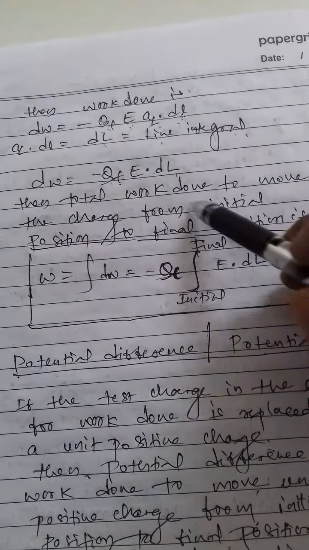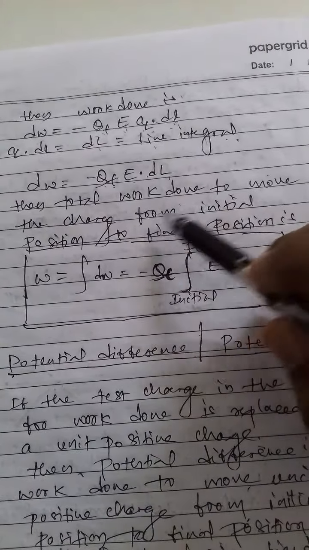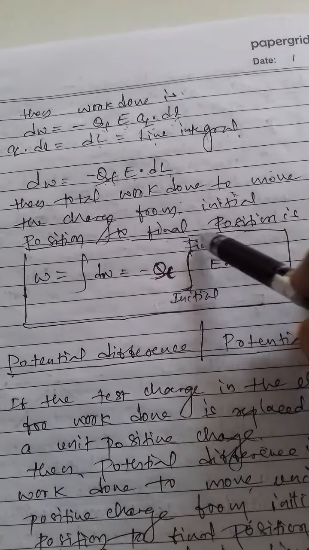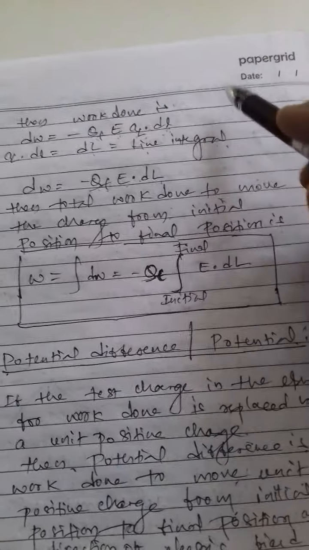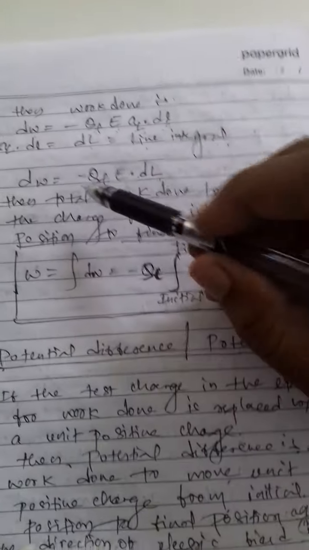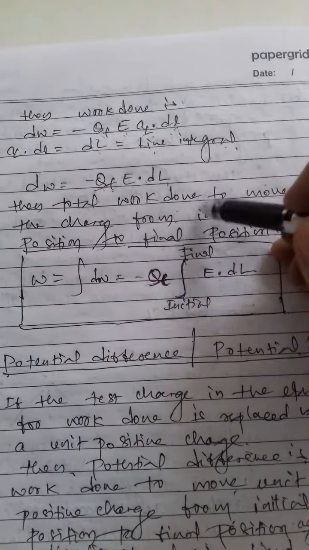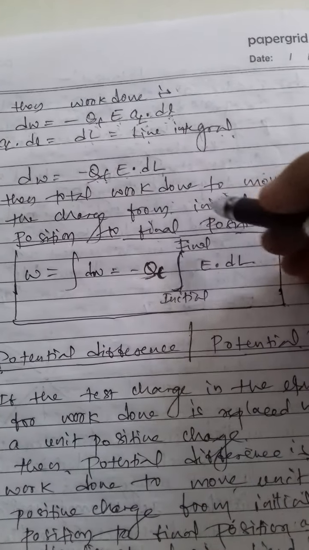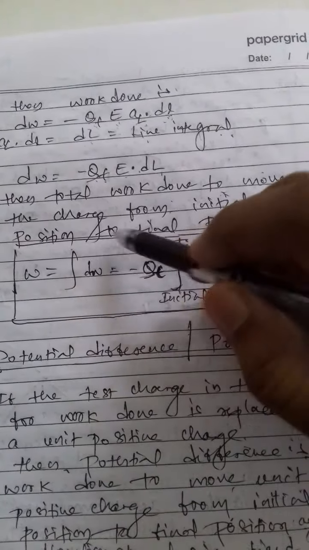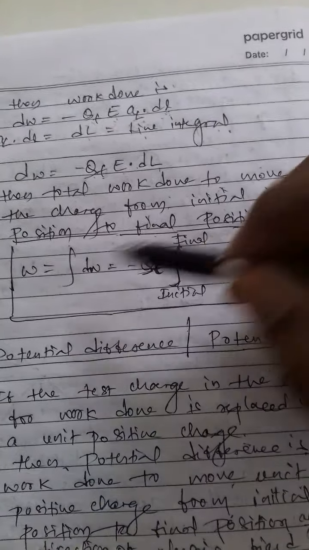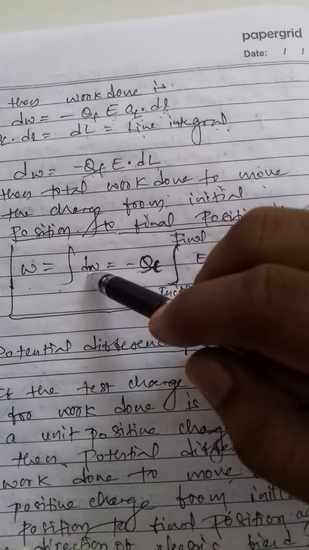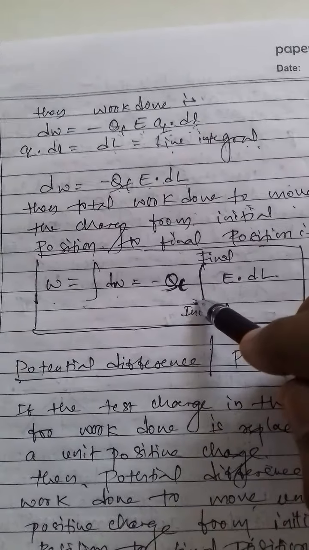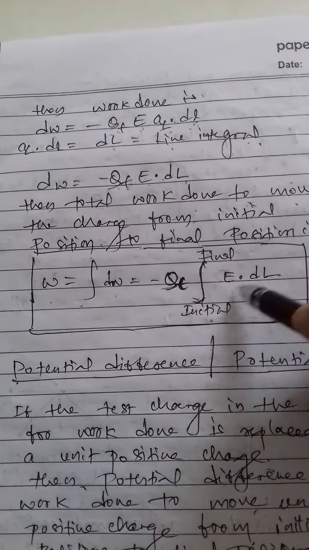Then the total work done to move the charge from initial position to final position is W equal to integral dW, equal to minus Qt integral from initial to final of E dot dl.